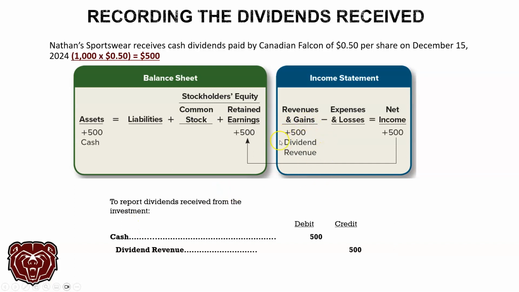Here you can see we increase dividend revenue by 500. We increase cash by 500. The increase in revenue increases net income, which in turn increases your retained earnings. Again, this is just a cash revenue entry and transaction. We've just got a new type of revenue here.